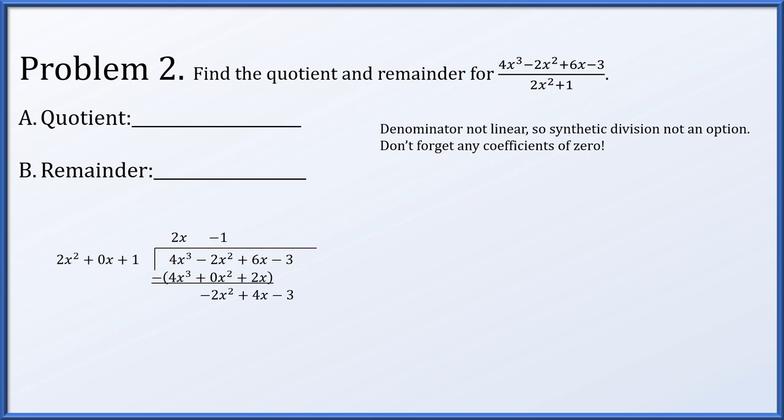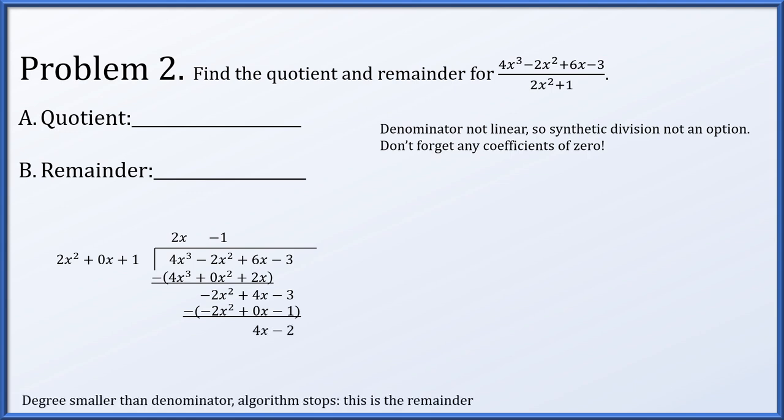What would you multiply by? You'd multiply by negative 1 so that you'll get that negative 2x squared. When we do this subtraction here, we now have 4x minus 2. Since we have something whose degree is smaller than what we're trying to divide by, the algorithm stops, and this is our remainder. And then the thing up top that we produced is the quotient. So our quotient was 2x minus 1, and the remainder is 4x minus 2.